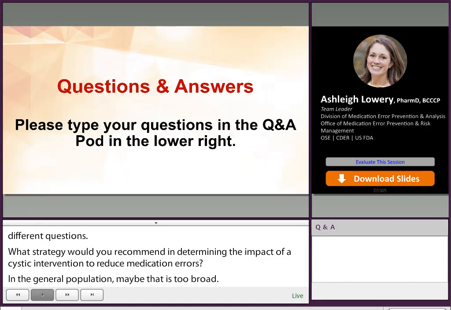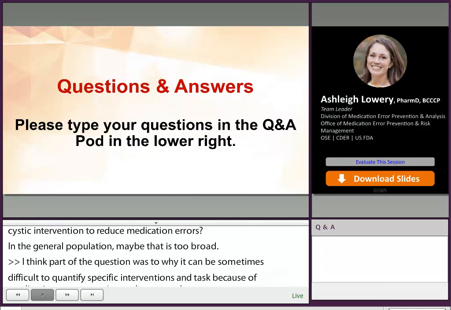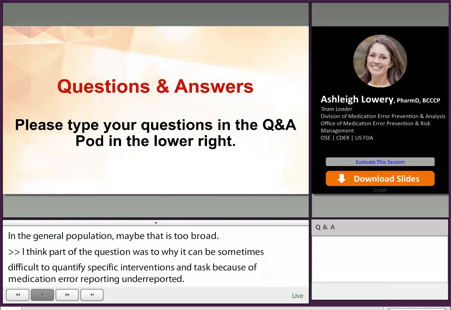Sure. I think part of the presentation alludes to why it can sometimes be difficult to quantify specific interventions' impact, because of medication error reporting being underreported. But we will monitor in our surveillance processes for additional or continued errors, or reduction in errors, after a change is made.